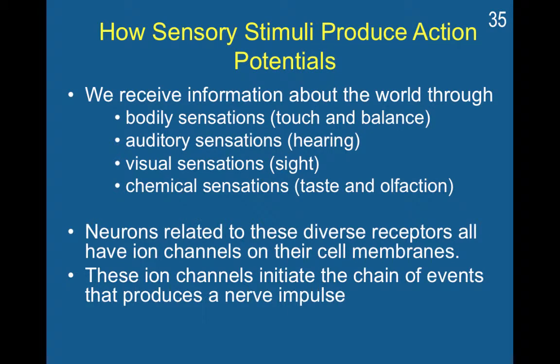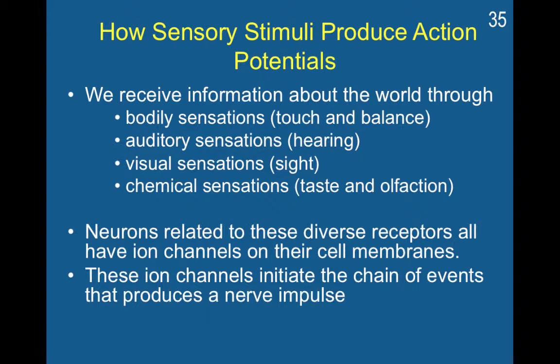All right, so now we are going to go over some examples about how sensory stimuli produce action potentials. So we've talked about EPSPs, IPSPs, we talked about how an action potential occurs, we've talked about the membrane potentials that promote an action potential. In the next chapter, we're going to be talking about neurotransmitters that are involved in the chemical transmission that moves from one neuron to another neuron.